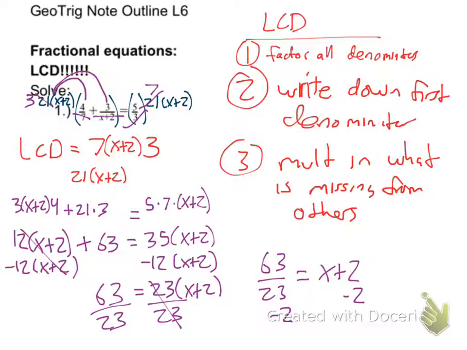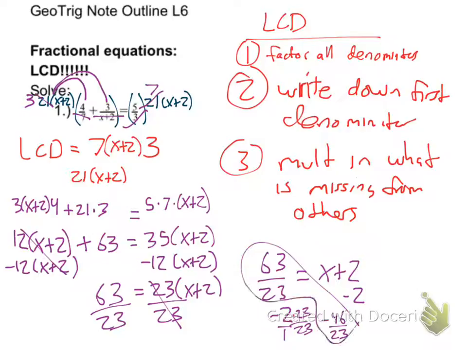That means I need to actually switch it to an improper fraction, or what's the equivalent of negative 2 with a 23 in the bottom. I have to do 23 over 23, right? I'm multiplying negative 2, which is really negative 2 over 1, times 23 over 23. And what's 2 times 23? Negative 46. So negative 46 over 23.